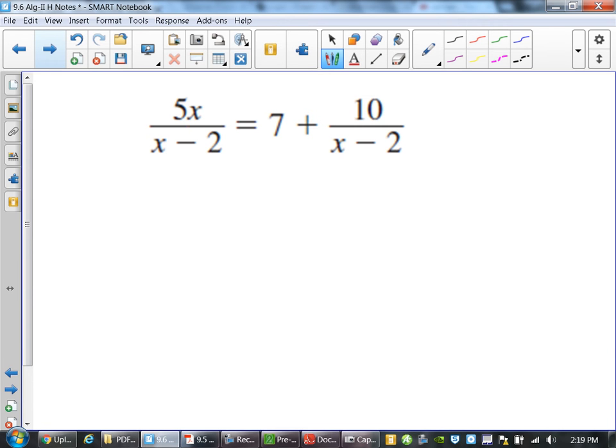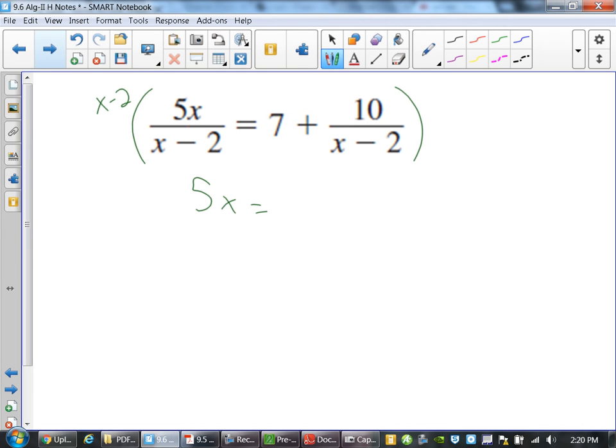Okay. So we have 5x over x minus 2 equals 7 plus 10 over x minus 2. When I'm writing the problem down, what should I put 7 over? 1. Just to kind of remind yourselves. What's going to be the common denominator that I want to multiply everything by? X minus 2. Now I'm going to shortcut this a little bit this time. Do I need to multiply the first fraction by the x minus 2? No. Because if I did, it would just drop out anyway, wouldn't it? Yep.